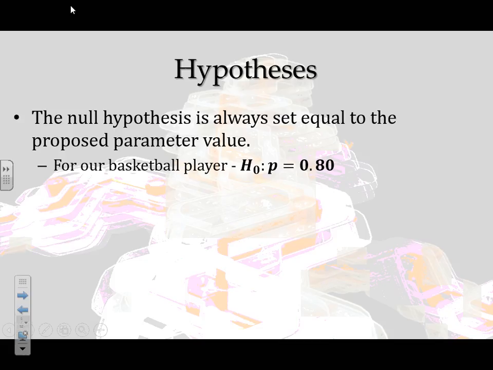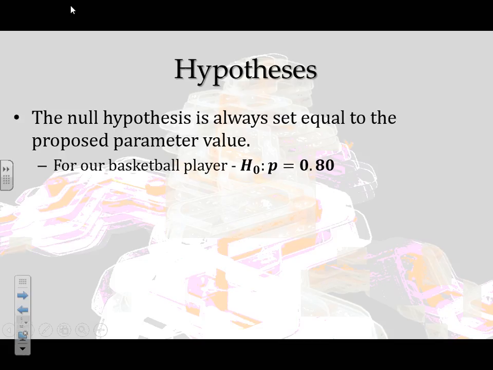H sub 0 is not a value. It's a statement. Okay? In this instance, the statement we're making is the proportion of free throws that the basketball player would make is 80%. We just don't want to write all that out, so we use notation instead to shorten. So H sub 0 is a statement, and we separate it from the actual statement with a colon. Do not put H sub 0 equals anything. It's not an actual value. So H sub 0 says the true proportion is equal to 80%.